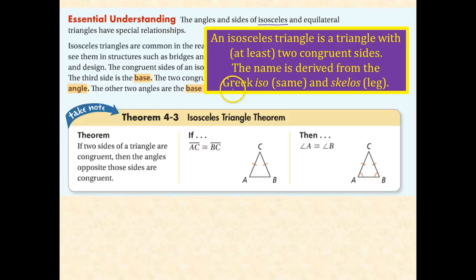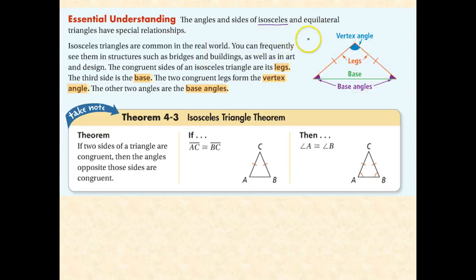I always like where words come from. It's fun for me. It comes from the Greek iso, which means same, and skelos, which means leg. So isosceles means same legs. So why is that cool?